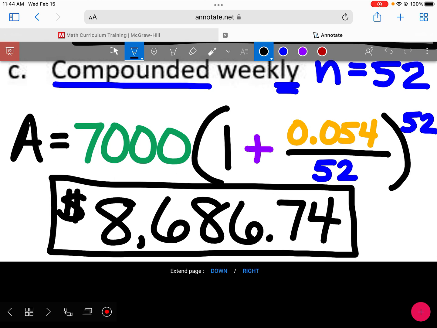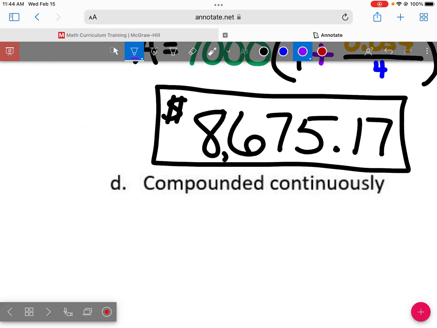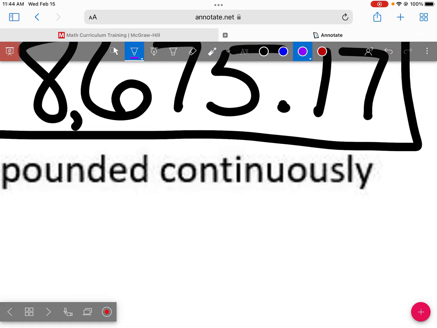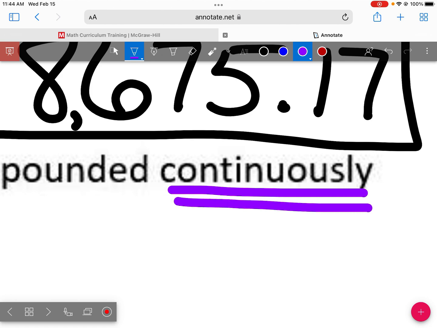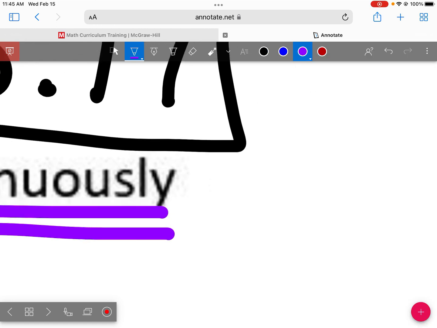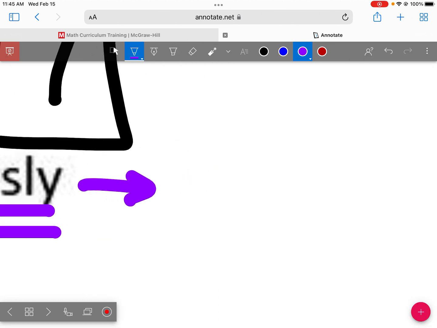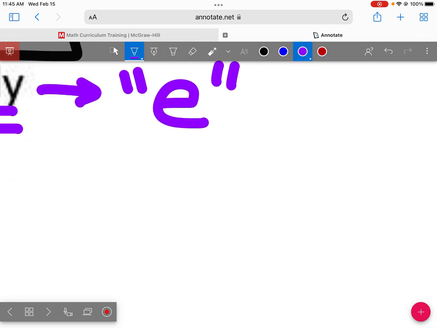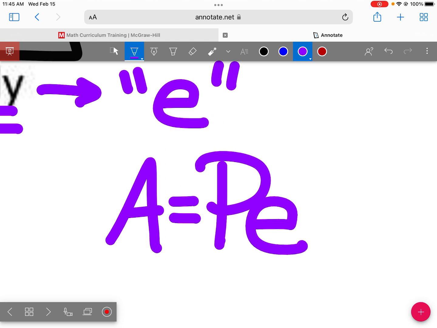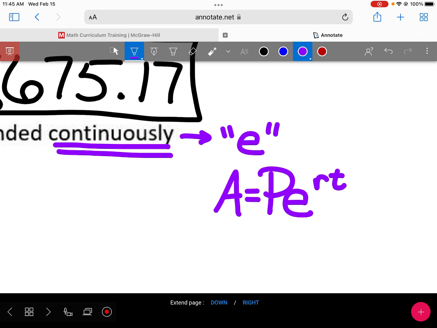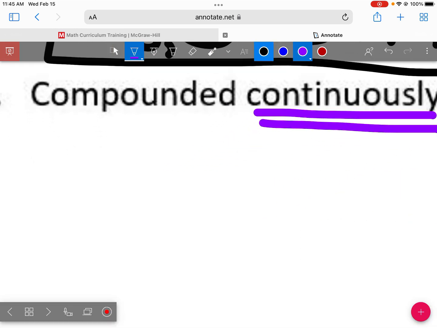Same formula on part D? Why not? It says continuously, and whenever you see continuously, it has to be this word right here, not some form of continues. It has to be continuously. We use what? We use E. So what is that formula? Yep. A equals P times E to the power of RT.